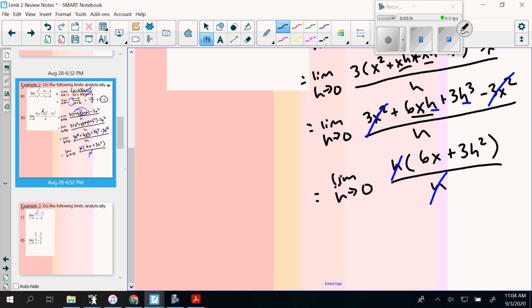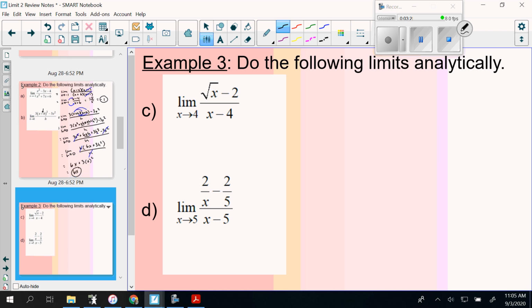Now we don't have that problem of division by 0 anymore, so we should be able to plug in 0 for h, and 0 squared, 0 times 3 is 0. So it looks like the answer to this one comes out to be just that we get 6x. So that would be the answer to that one. All right, let's look at a couple other different ones.